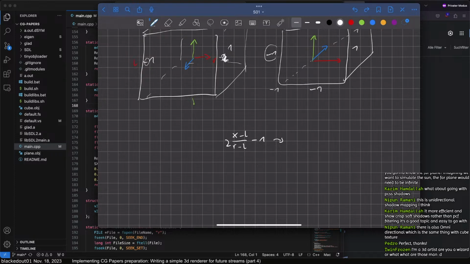Hello, Twin Frozen. You're a 3D artist. I don't know. I just spent a bit of time experimenting with this stuff.